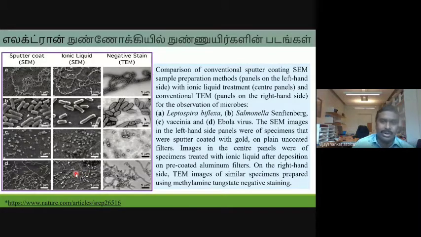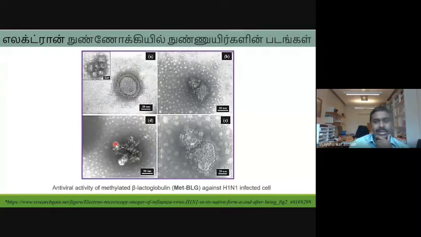So this is how transmission electron microscopy is used, for example, for the Ebola virus and for the vaccinia or salmonella. It gives more internal information compared to scanning electron microscopy, either with sputter coating or with ionic liquid. So these types of samples can be visualized in microscopy. This is one of the H1N1 infected cells, showing the antiviral activity of methylated beta lactoglobulin. So these are different activity stages which are imaged in transmission electron microscopy.